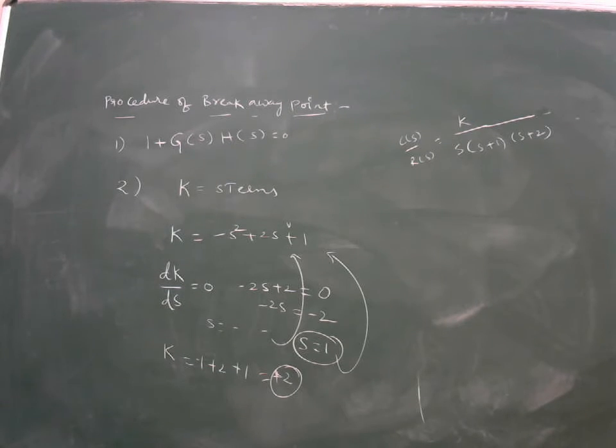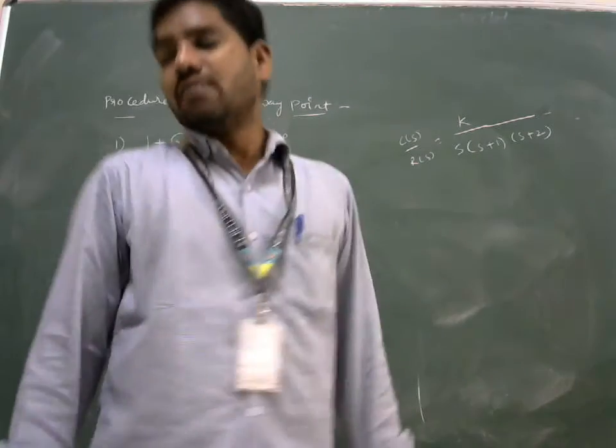dK/ds equals 0, from that we are going to get the s value. Once you get the s value, you need to substitute that s value in the K equation. If the value of K is positive, then the breakaway point is valid.